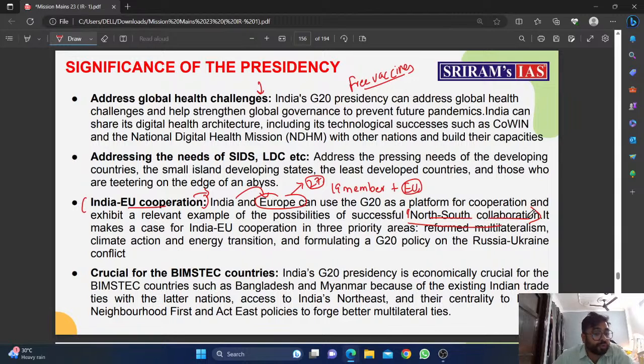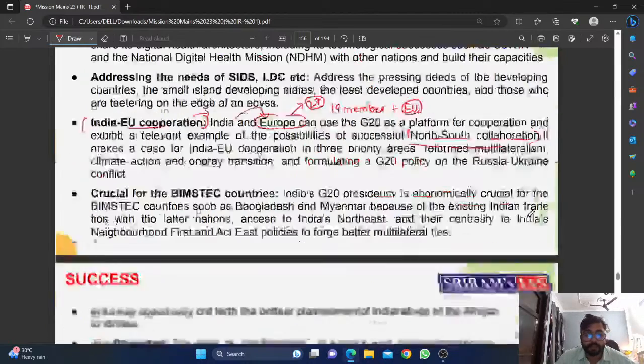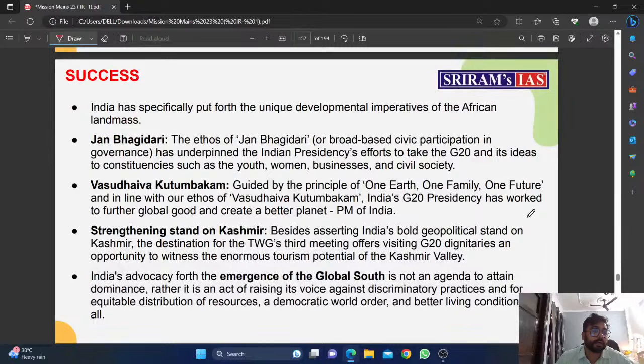Then it is also crucial for the BIMSTEC countries. India's G20 presidency is very much economically crucial for the BIMSTEC countries such as Bangladesh and Myanmar, because the existing Indian trade ties with these nations can help India to reach the Northeast. It can help India to work on its neighborhood first policy and Act East foreign policy. Okay? Then what are the other contributions that India can have?